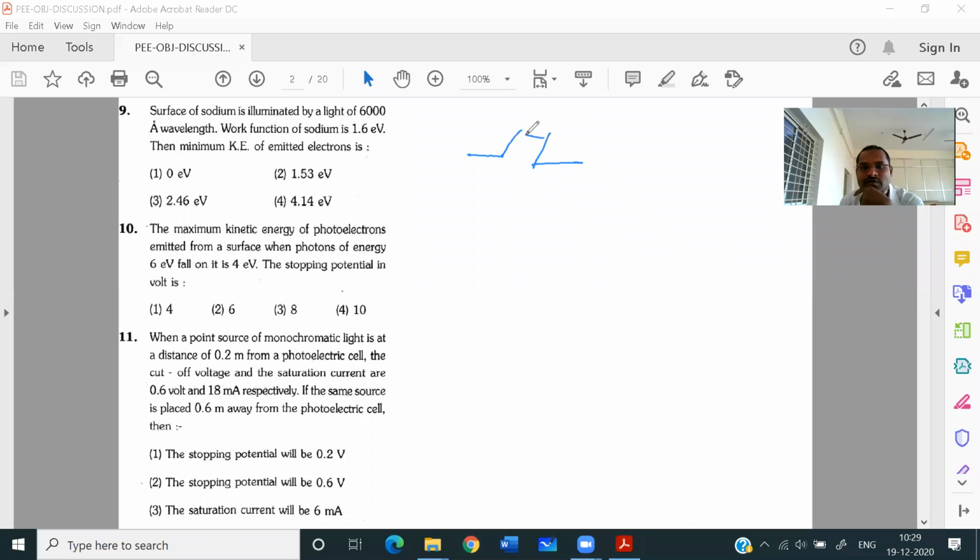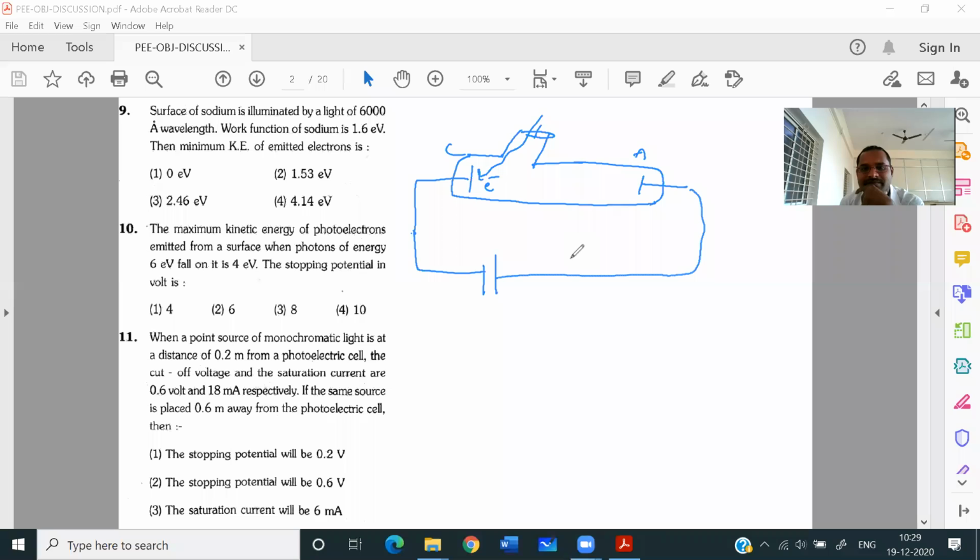An open window will be there to allow incident light. Here one cathode will be there, and here one anode will be there. Do you remember this? Light falls on the cathode, and due to that, electrons will be emitted out. Clear? And here they'll keep a battery, with the positive terminal here and the negative terminal here.